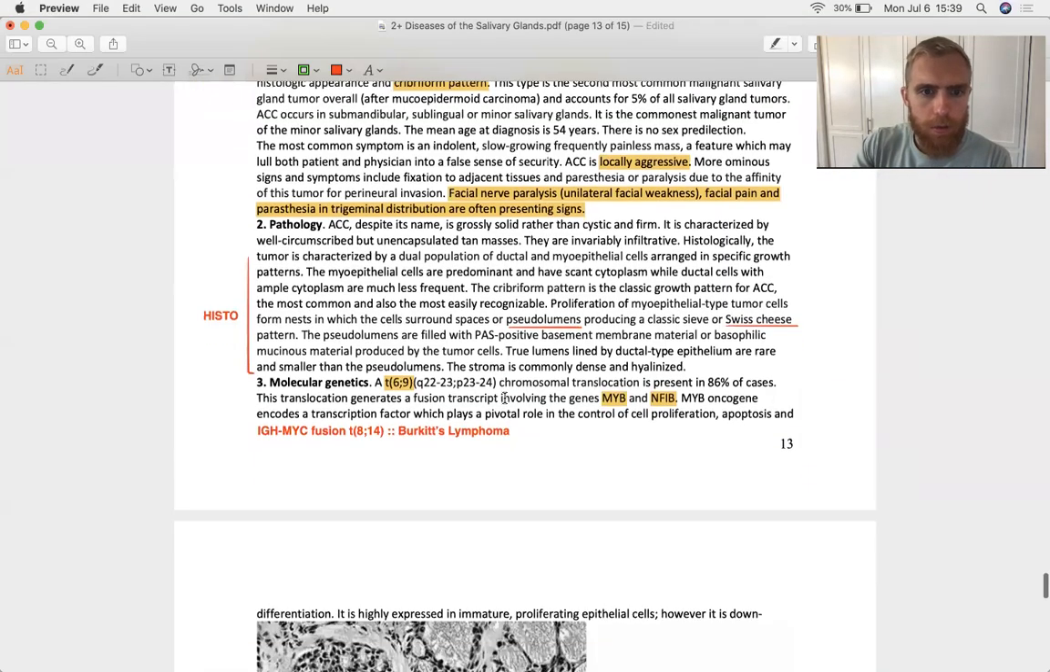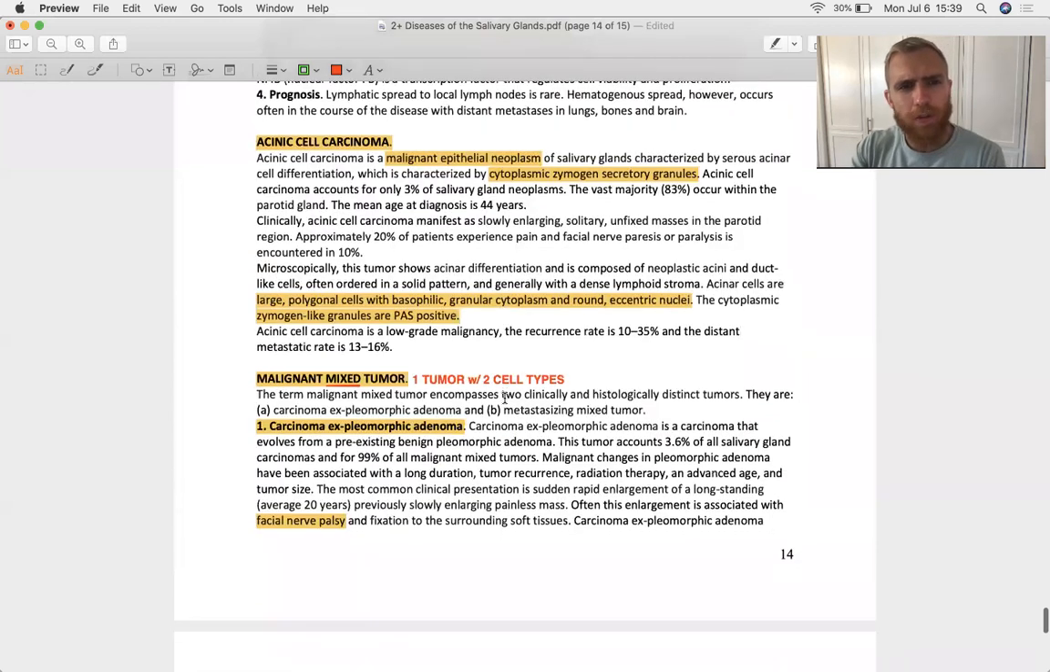So back to the text. We've also got an acinic cell carcinoma. This one is malignant too. Acinar cells are large polygonal cells with basophilic granular cytoplasm and round eccentric nuclei. That's what you got to know. And they're filled with PAS positive cytoplasmic zymogen secretory granules. And a zymogen is basically a pre-peptide, a pre-hormone that has to be modified or cut somewhere in order to produce an active hormonal product.